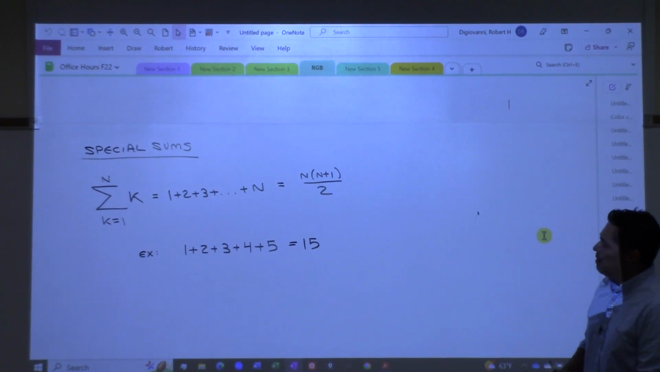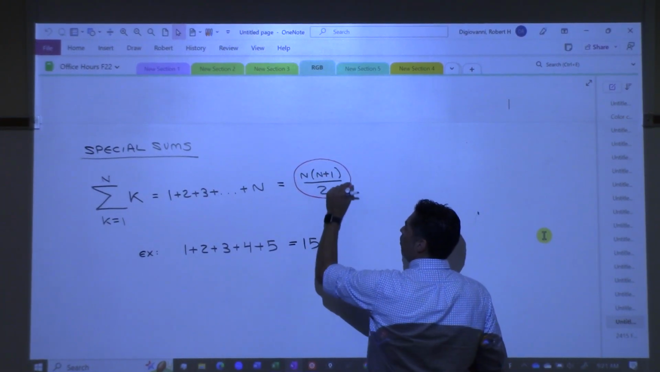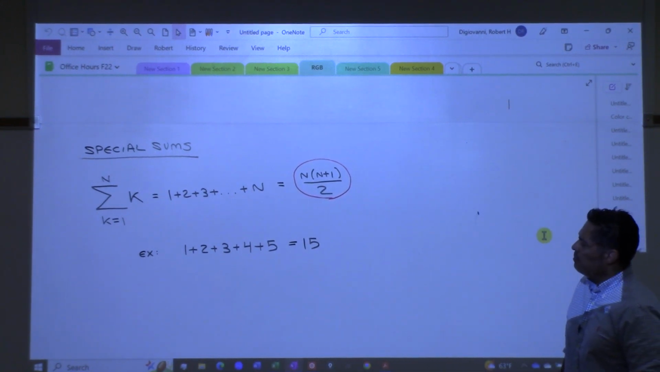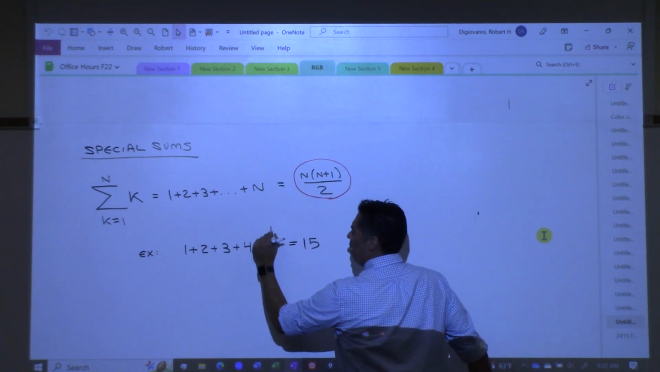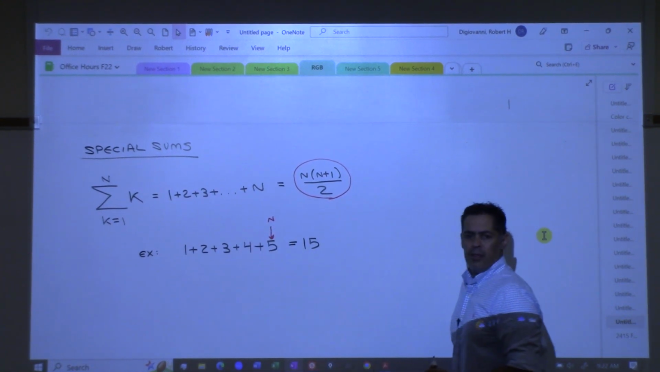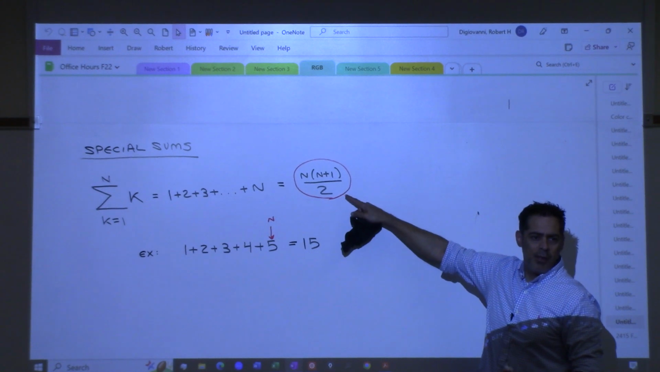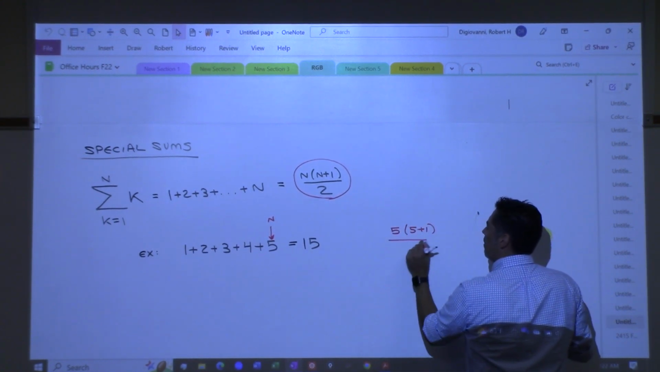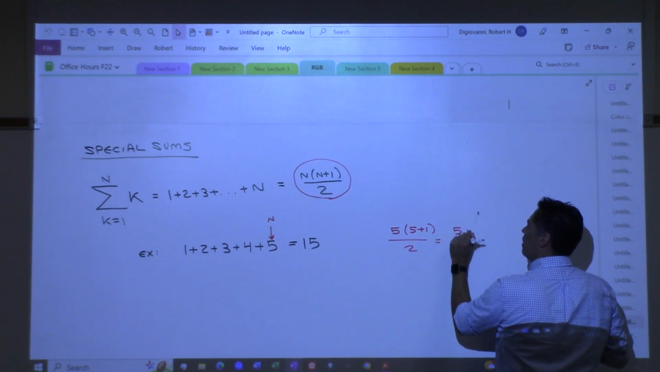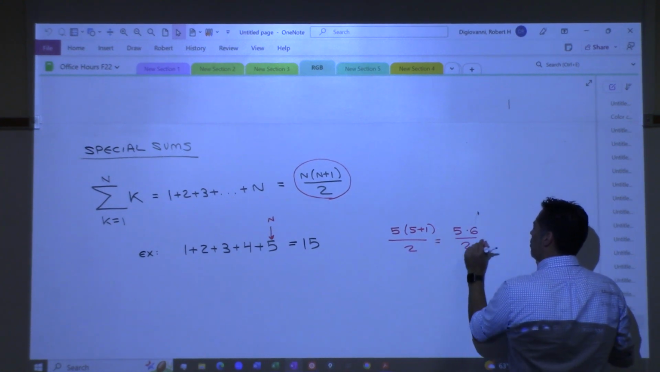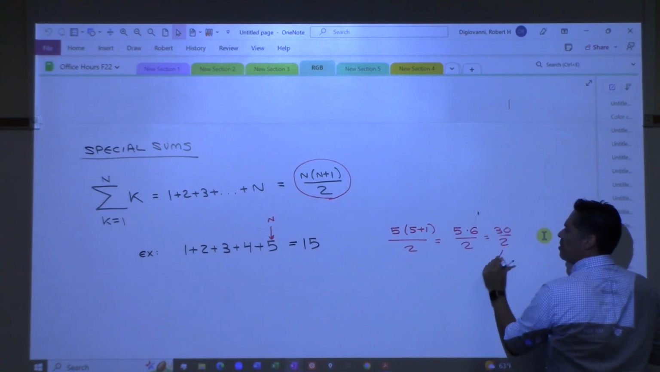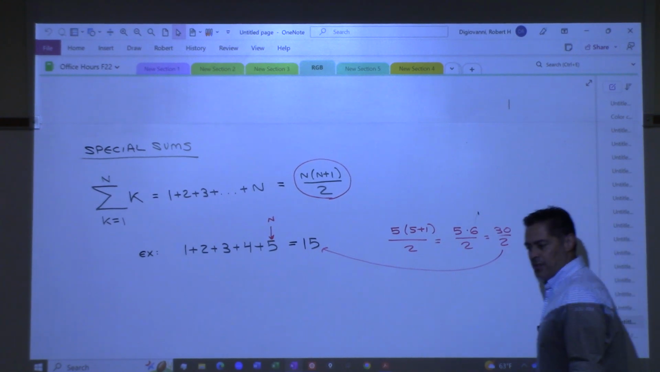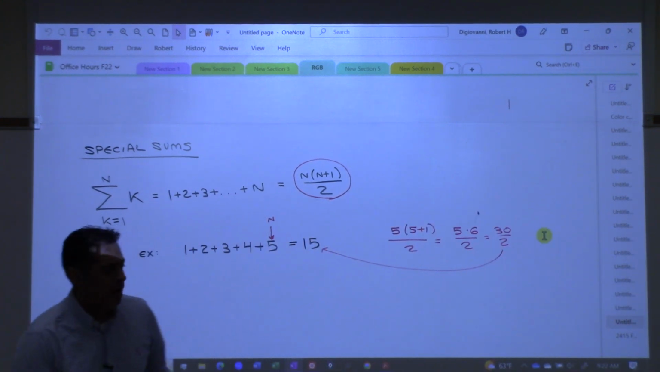However, let's try and use this formula for it. So where did I stop that sum? What was the last number I stopped at? 5, right? That was the n, right? So I'd like you to plug 5 into this formula and tell me what you get. So what's 5 times 5 plus 1? Divided by 2, this is 5 times 6 over 2, which is 30 over 2, which is also 15, isn't it? Coincidence? No, that's always going to work, all right? Always.